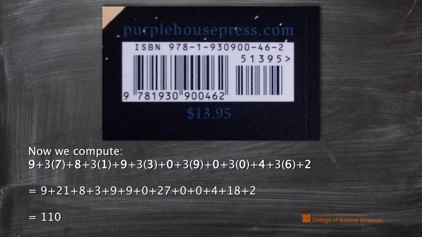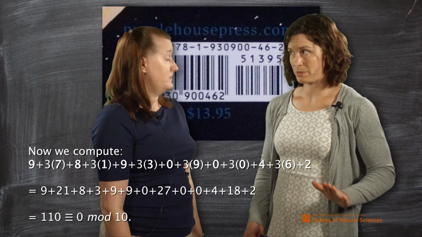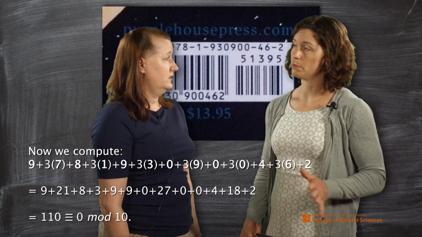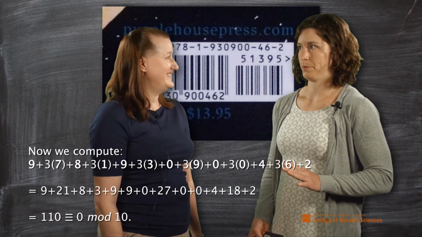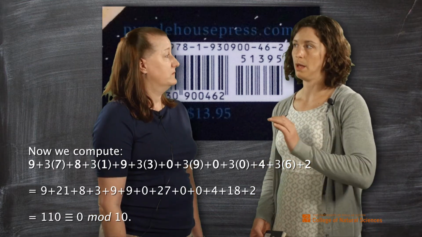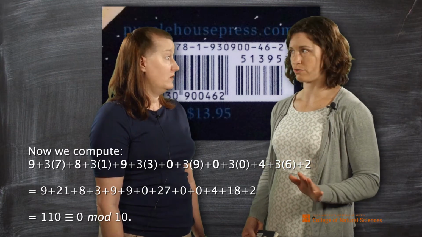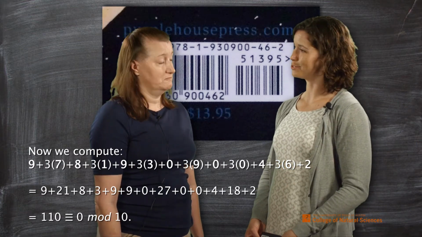So then we ask ourselves, is this new calculated number, 110, equivalent to 0 mod 10? 110 divided by 10 is literally equal to 11, and there's no remainder at all. The remainder is 0. So 110 is equivalent to 0 mod 10, and we know we have a valid ISBN at least. If the remainder were anything other than 0, we would say no, not a real ISBN. Exactly. I understand.